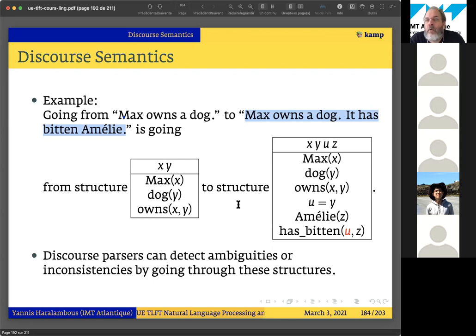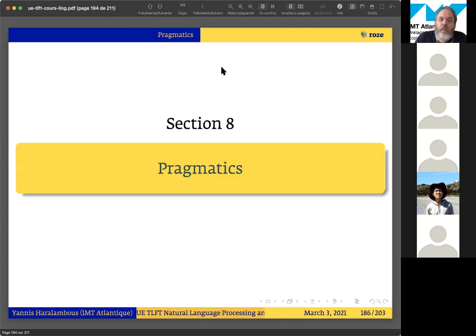Okay, it's time for our break. We can start again at 11 o'clock, and we will move to another important subject, which is pragmatics. So see you at 11.